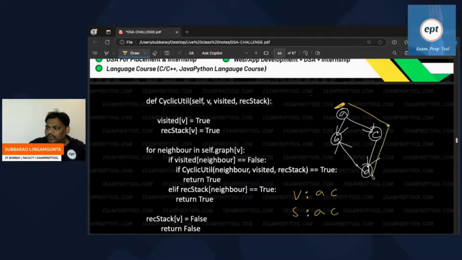After C, I will go to D. D also not widgeted. In the widgeted array, add D. And one more thing, you have to add in the stack also. Yes, I added. Until now, fine. I am at D now. D adjacent is going to be B, which is not widgeted.